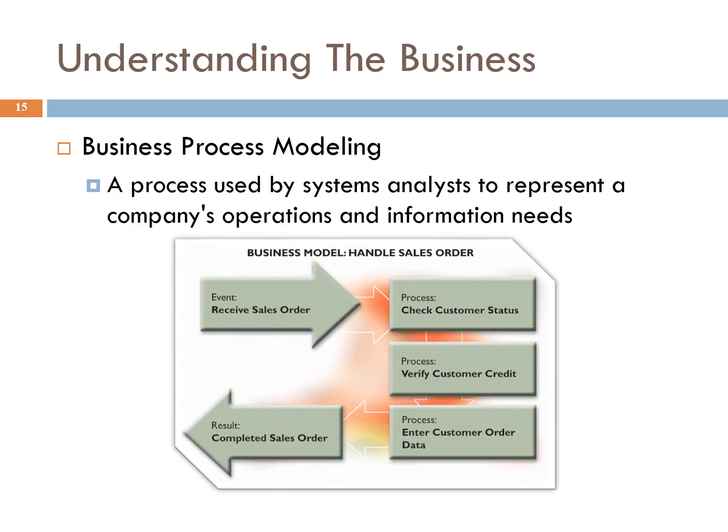Okay, understanding the business. Business is actually a set of processes that happen in an organization. You can see in this example, business model handle sales order. When you say handle sales order, you are actually having a few steps. Event receive sales order. The process is to check the customer status, verify, and then enter the order, and then you complete sales order. So these are the business processes.